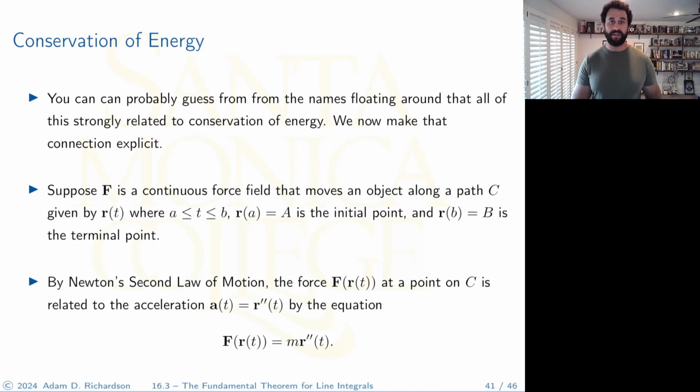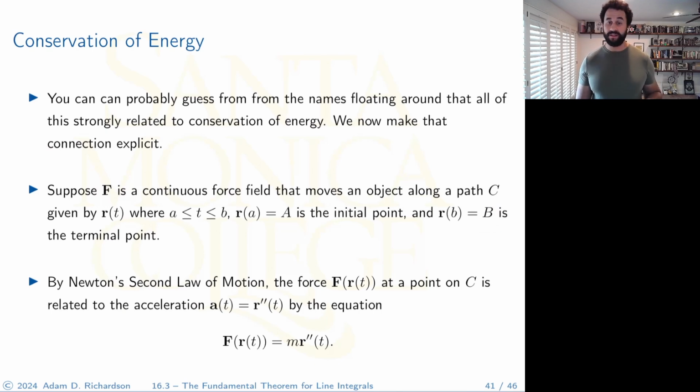And now we're going to make that connection explicit. So here it is. Suppose that our vector field F is a continuous force field, and it moves an object along a path C. C is given by this parameterization, r(t), where t goes between a and b. We're going to label r(a) as capital A, that's the initial point, and r(b) as capital B, that's the terminal point of C. So C goes from A to B, just like so.